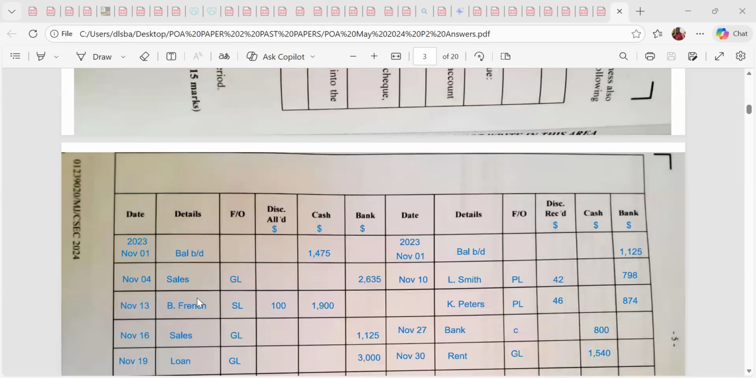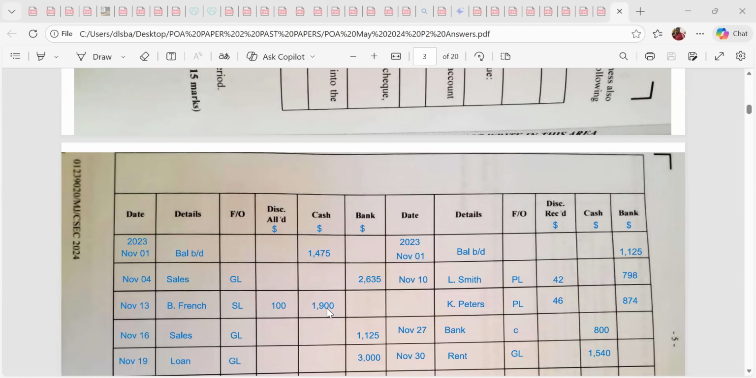So that's why we come here. We put his date, his name. We put $1,900 under cash because that's how he paid it. And then we put the $100 discount in the discount column. Everybody following still, right? Yes. All right.